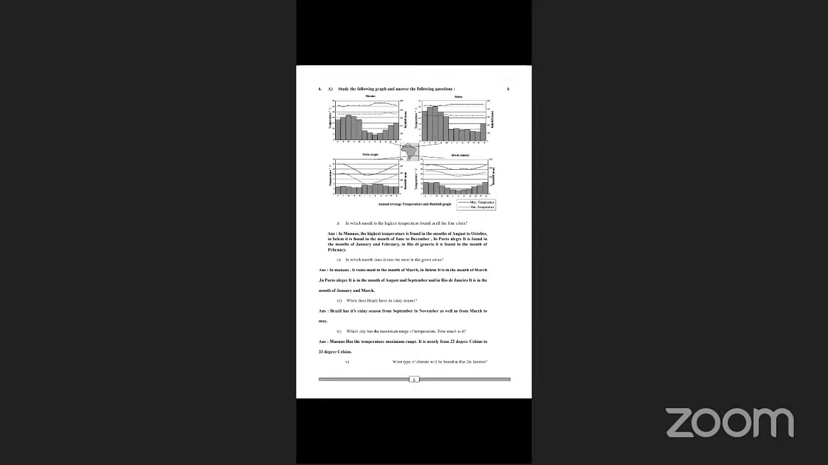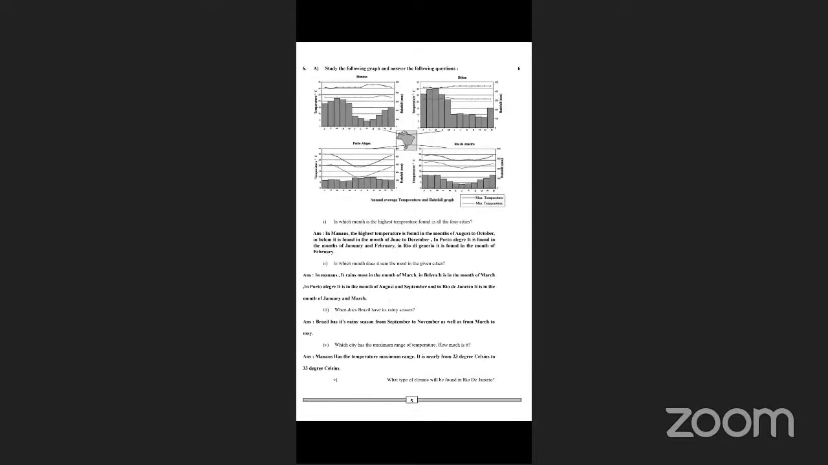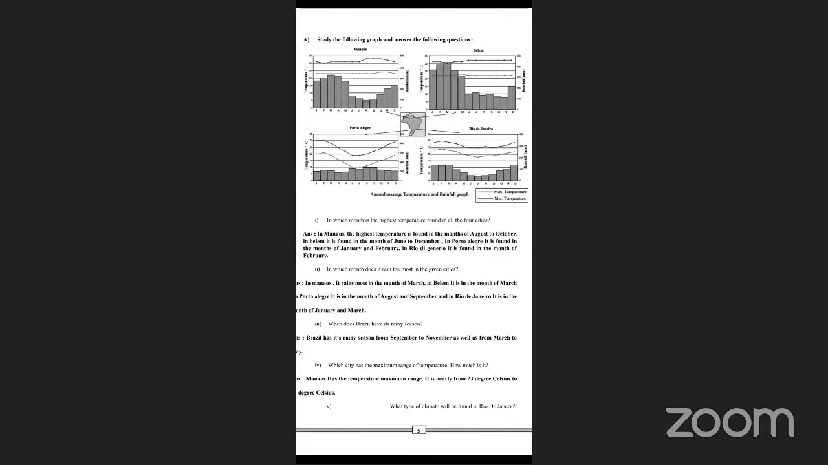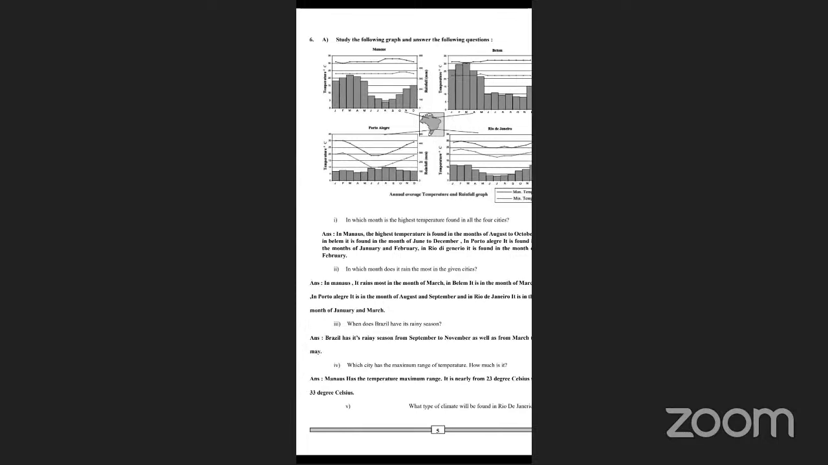That is the answer. Next, question number 6A. Study the following graph and answer the following questions. Here we get the graph of the 4 major cities of Brazil: Manaus, Belém, Porto Alegre, and Rio de Janeiro. Clear? Now the first question, in which month is the highest temperature found in all the 4 cities?